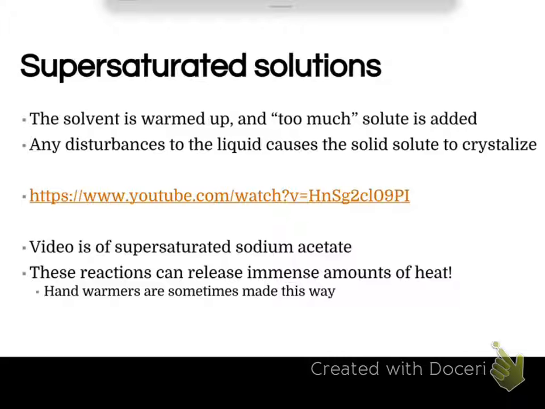So I want you to watch this video. It is a video where they have a flask filled with a substance where they've heated it up and dissolved as much as they could in the hot solution, and then they let it cool down really slowly and they don't bump it. And so you'll see a couple seconds into the video that the liquid ripples. That's because they bumped the container. And when that happens, something really neat occurs. Okay, so go ahead and watch that.